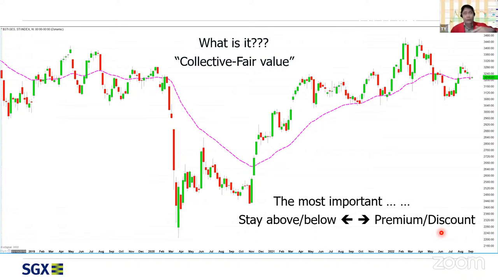So therefore, why were we used to eating char kway teow at $3? It's pretty fair and slightly cheaper than fair value. $4, above fair value, is considered expensive, so we might not want to eat it. So you go around Singapore looking for char kway teow that is $3 or cheaper, and above that, most people are not willing to pay. Now that is the concept of fair value.